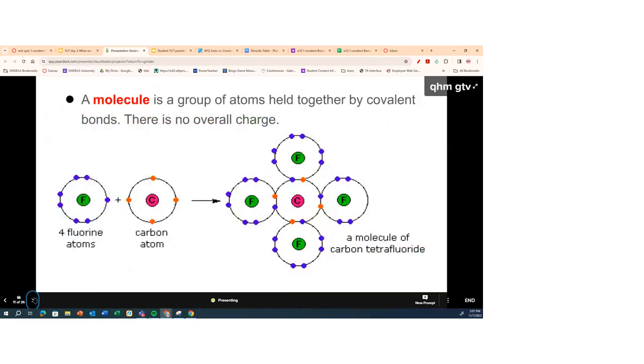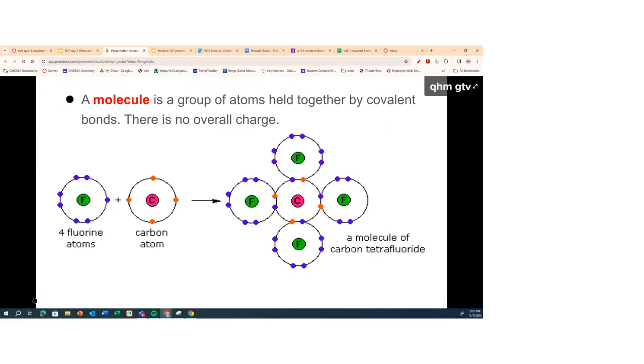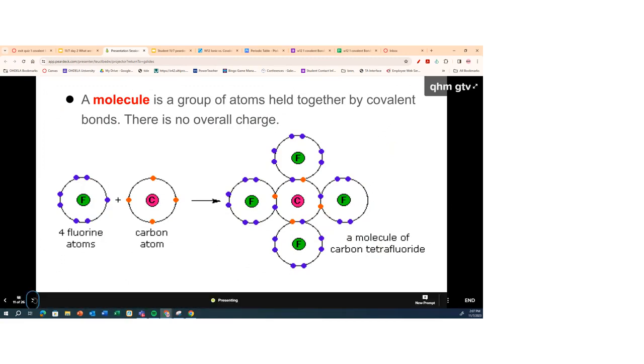Okay, so let me take a quick look at this just to make a distinction between the ionic compounds. A molecule is talking about covalently bonded. All right, so notice the carbon atom, that's a non-metal. It's on the right-hand side. Fluorine is a non-metal. It's on the right-hand side. It can't be ionically bonded because they both want to be gaining, so we have to find a different way of bonding those. All right, and here it is.